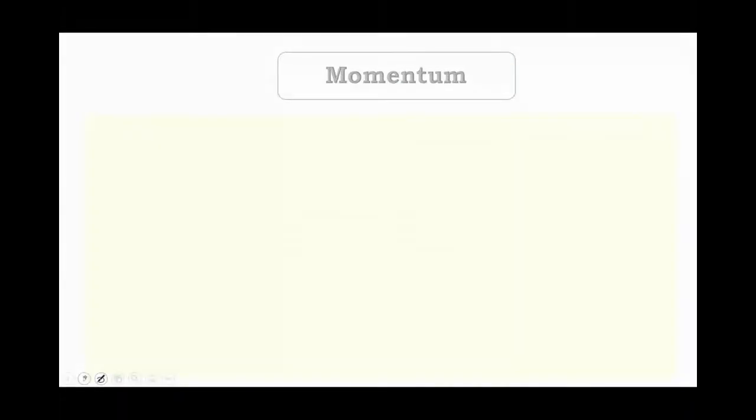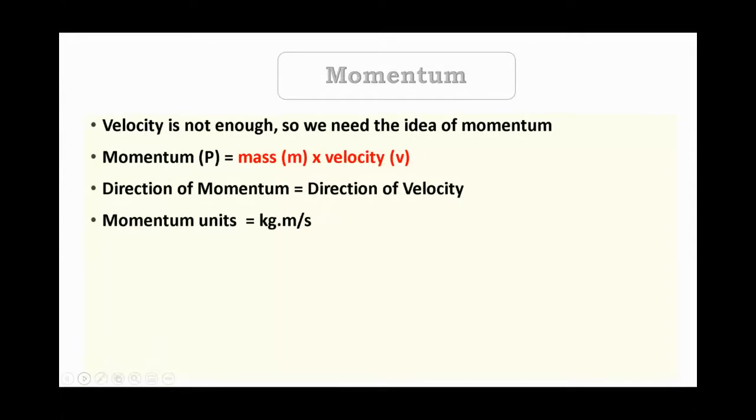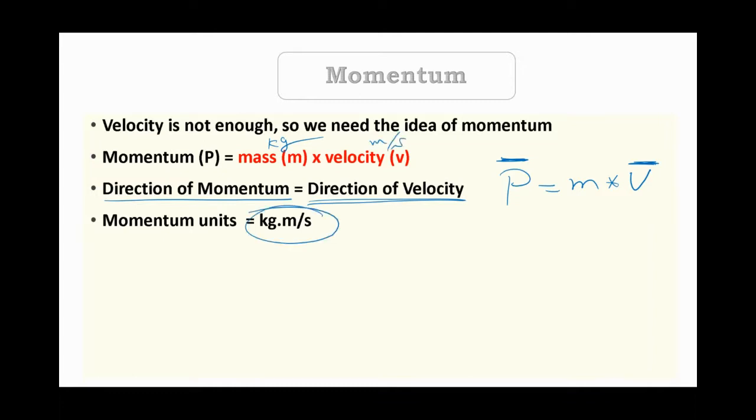The momentum, as I said, is a vector. Its direction is the same direction as the velocity. So the momentum and the velocity have the same direction. Sometimes they put this dash above the symbol to tell you that it's a vector. The unit of mass is kilogram. The unit of velocity is meter per second. So the unit of momentum is kilogram meter per second.